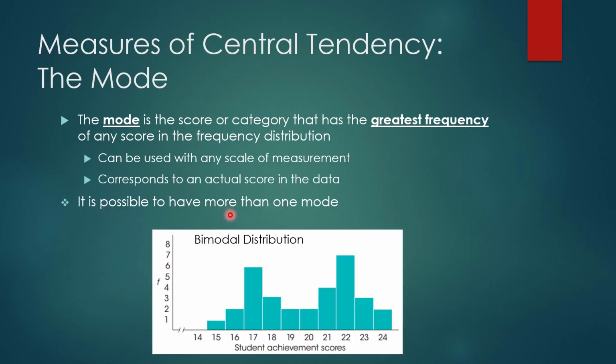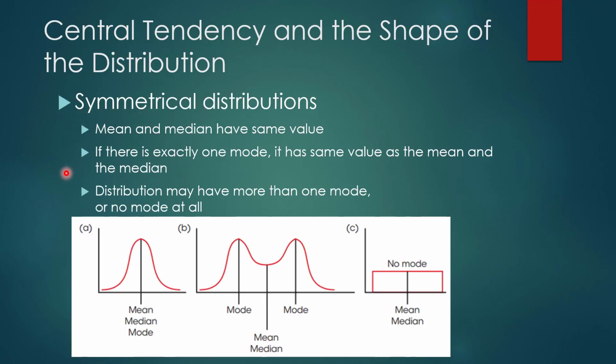It is possible to have more than one mode. Here you can see a bimodal distribution. You have 2 scores that are, this one's obviously more frequent, but it wouldn't be fair to say this is the most frequent score when you have another one that's also much more frequent than others. So you have this bimodal distribution. When you have symmetrical distributions, your mean and median have the same value. Here's your bell-shaped curve or normal distribution, and all 3 measures of central tendency have the same value. Here we have a symmetrical distribution, and our mean and median are the same, but your mode is bimodal. And here, there's no mode because the frequency is the same across all, and the mean and median are the same again. So a distribution may have more than one mode or no mode at all.